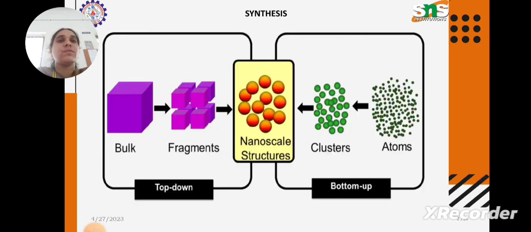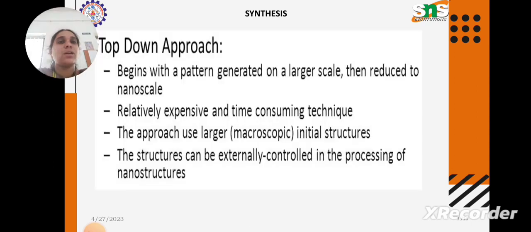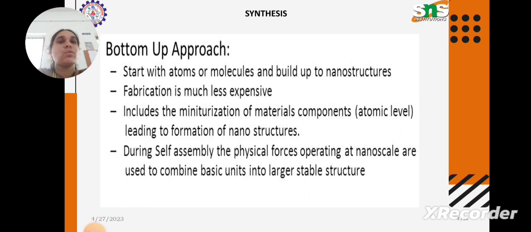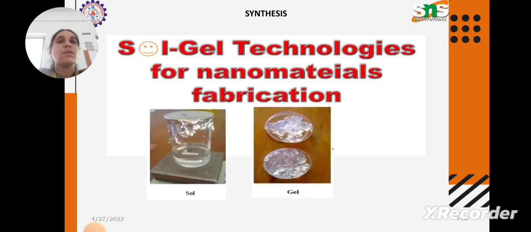In the previous video, we have seen the synthesis of nanomaterials. There are two approaches, top-down and bottom-up. And also we have seen the difference between the top-down and bottom-up approach. Now, we directly move on to the best method of synthesis of nanomaterials, that is sol gel technology.